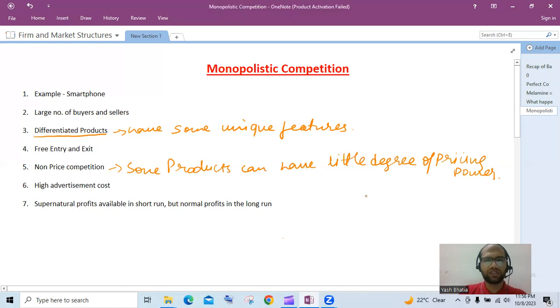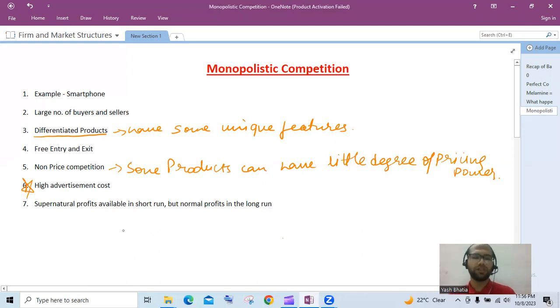Now, another feature is high advertisement cost. Even though Apple or Samsung have been in the market for a long time, they still advertise to let consumers know about the new model they are going to launch or the new feature they are going to launch in their smartphones. So advertisement cost is very high in the case of monopolistic competition. This is a very important point.